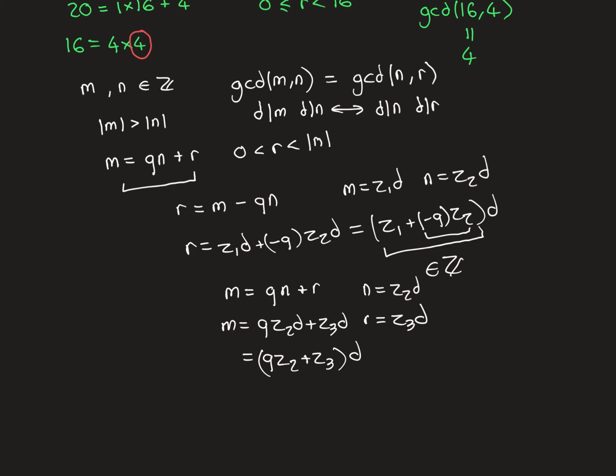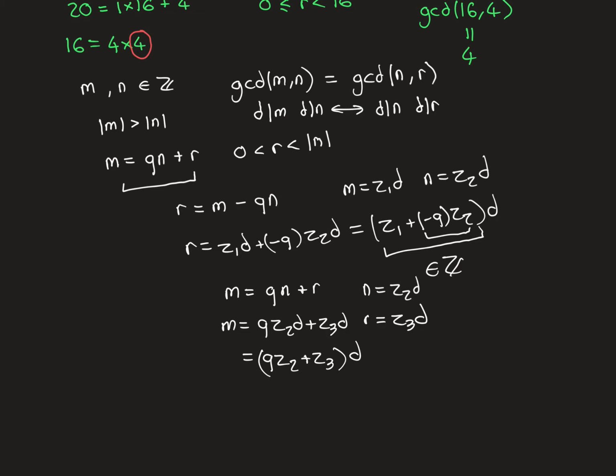So remember, we have m and n are integers, and we're trying to find the GCD of m and n. Now, we might as well assume that they don't have the same modulus, because if they do have the same modulus, the problem is trivial. So one, therefore, will have a bigger modulus than the other. We'll call m the one with the bigger modulus, and n will be the smaller one. We can then write m as a quotient times n plus a non-negative remainder.